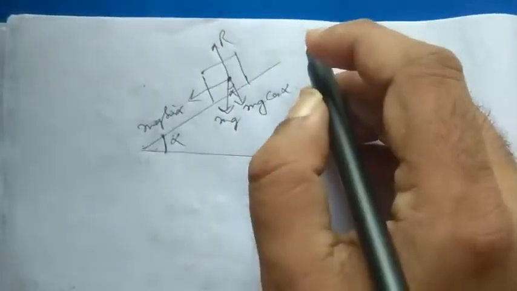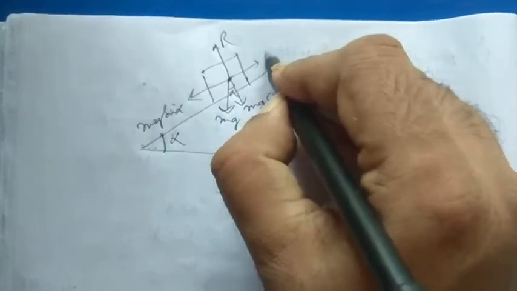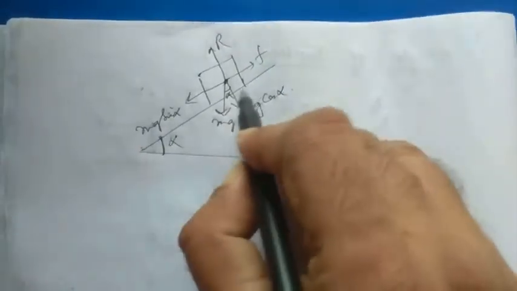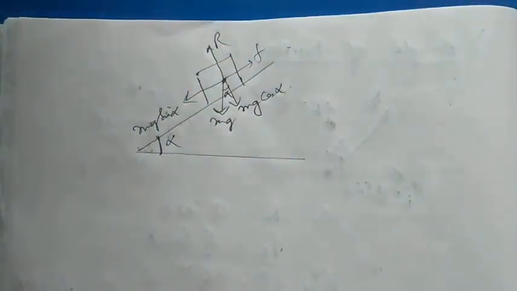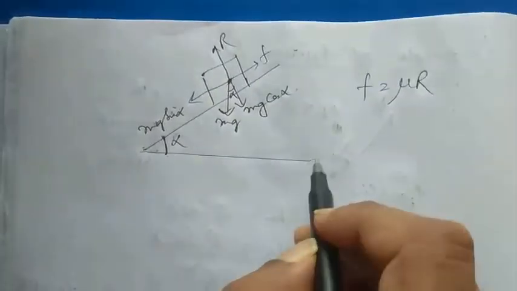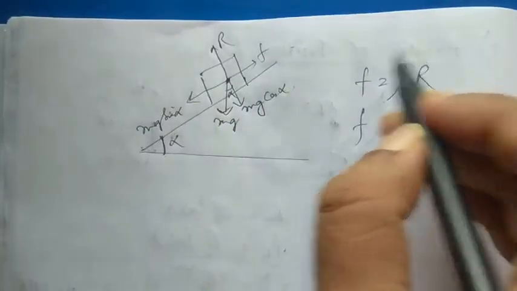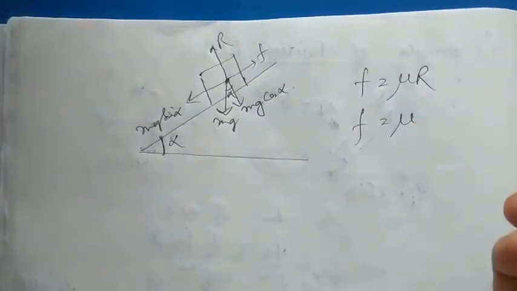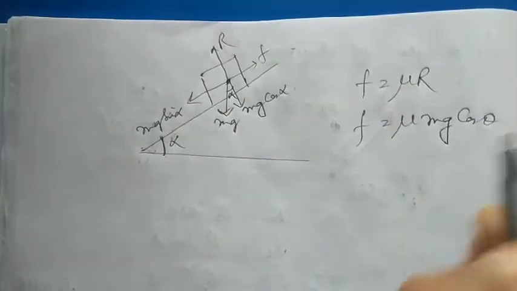Now if there is friction present, the frictional force will act in the opposite direction. The block will try to move down and the frictional force will be acting in the opposite direction. Now we have already studied that F is equal to mu R. In the cases where the body was kept on the ground, we replaced R as mg, but here we have to replace R as mg cos theta.